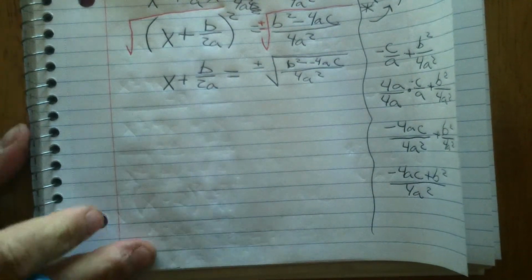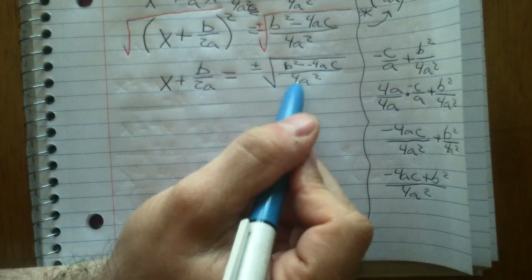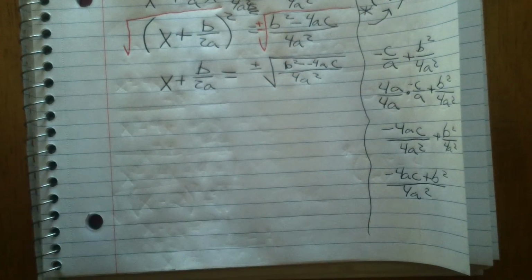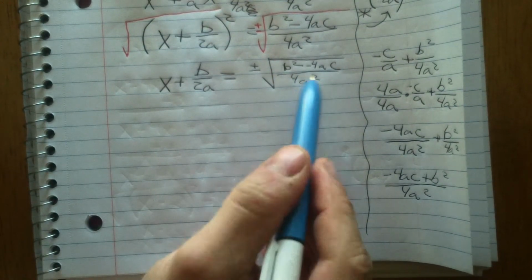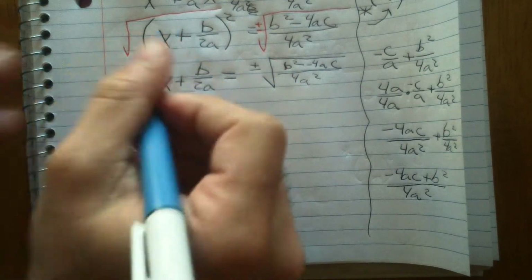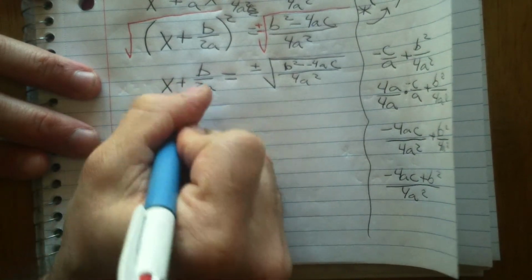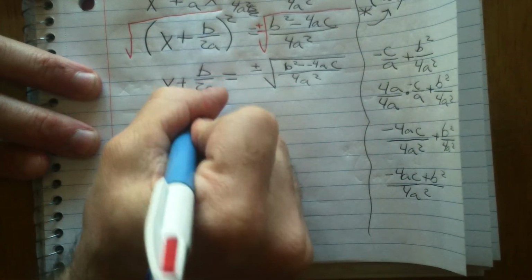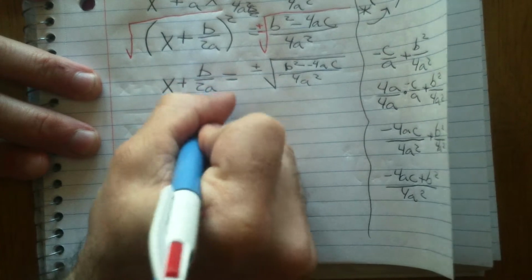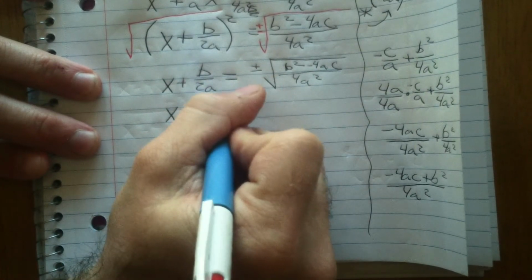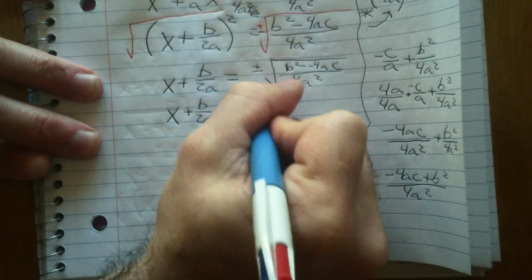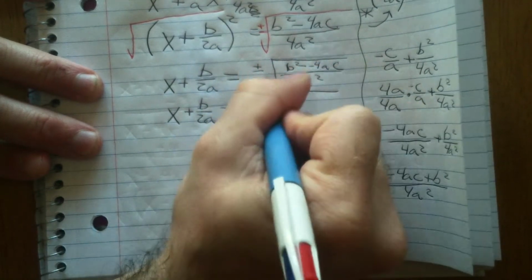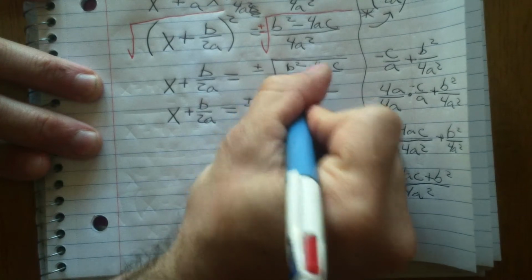Okay. I should have tried to simplify this. 4a squared, the square root of 4a squared is just 2a, because the square root of 4 is 2 and the square root of a squared is a. So I could have written that, and I should have, so I could have saved myself a step here, but that's okay. So x plus b over 2a equals plus or minus the square root of b squared minus 4ac.